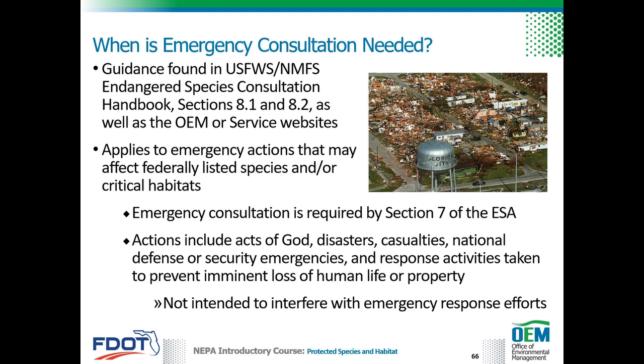Emergency consultation guidance can be found in Sections 8.1 and 8.2 of the Endangered Species Consultation Handbook. The U.S. Fish and Wildlife Service defines an emergency to include an act of God, disasters, casualties, national defense or security emergencies, and includes response activities that must be taken to prevent imminent loss of human life or property. Emergency consultation procedures allow federal agencies to incorporate endangered species concerns into their response actions. They are not intended to interfere with emergency response efforts.